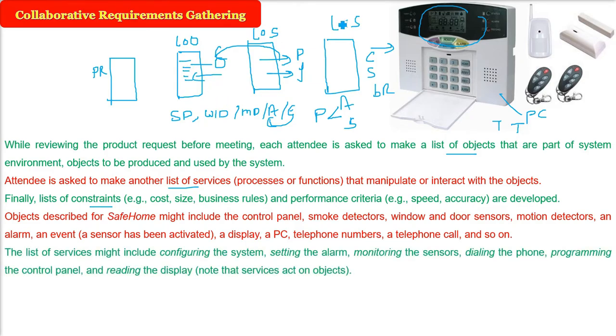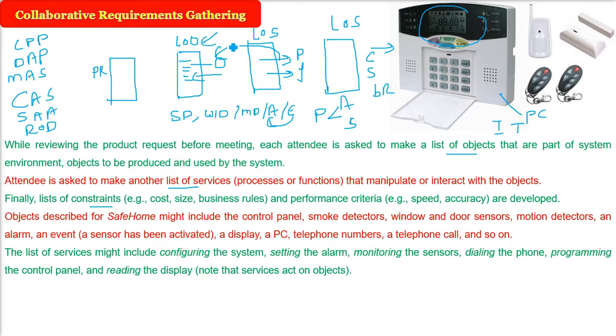So what can be the list of services? These are actually the functions. This will consist of configuring the system, then setting the alarm. This can be one activity or function. Monitoring the sensors. Then we have to dial the phone. Programming the control panel, which can also be a process or function. And reading the display. If you see here, all these services will be acting on the list of objects. I'm just giving an idea of what you're going to put here if you want to write the list of services.